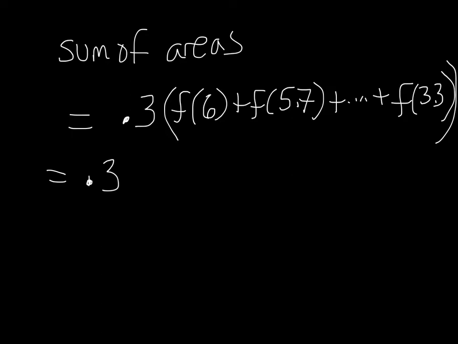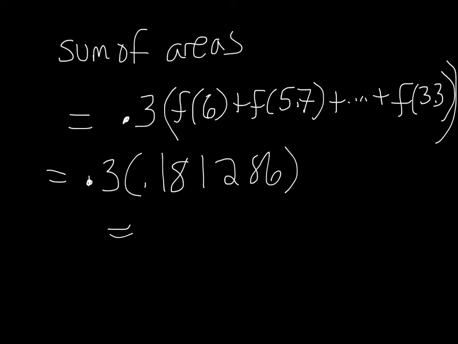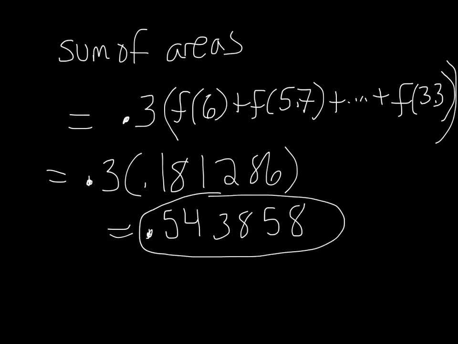All right, so I got 0.181286. And if we multiply that by 0.3, we get 0.543858. So this will be our right-hand approximation. And I believe it said something about how many decimals to approximate that to. So make sure you pay attention to that.